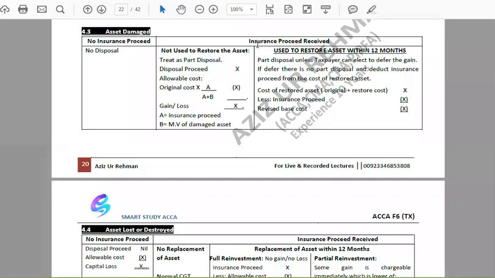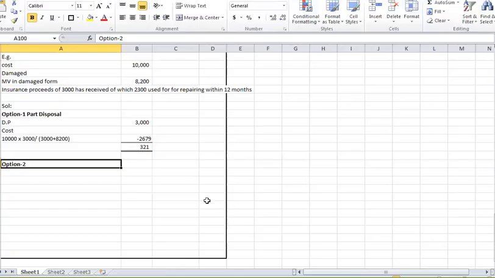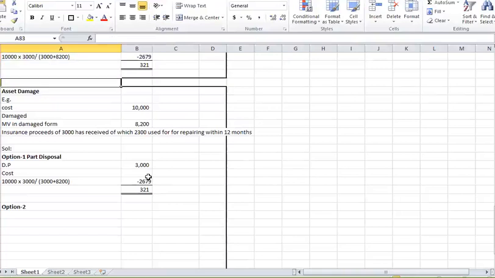So the insurance asset has been damaged, insurance proceeds have been received, and we have used them to restore the asset within 12 months. We have used the money received from the insurance company for the repairing purpose. Now, you have one option of part disposal. You can treat it just like part disposal and calculate the gain and pay tax. Just like in the previous example, we have calculated the gain of £321 with the help of the part disposal formula. And in option number 1, we can pay tax on £321 if we want to.